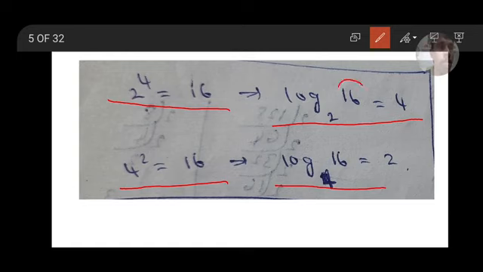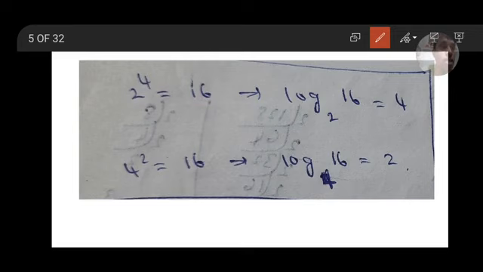Means the same logarithm of 16 has a value depending on the base. The first one has base 2 and the second one has base 4. The value changes, and the logarithm value depends on the base. If the base changes, the value will also change. Next slide. We'll go to the next slide.